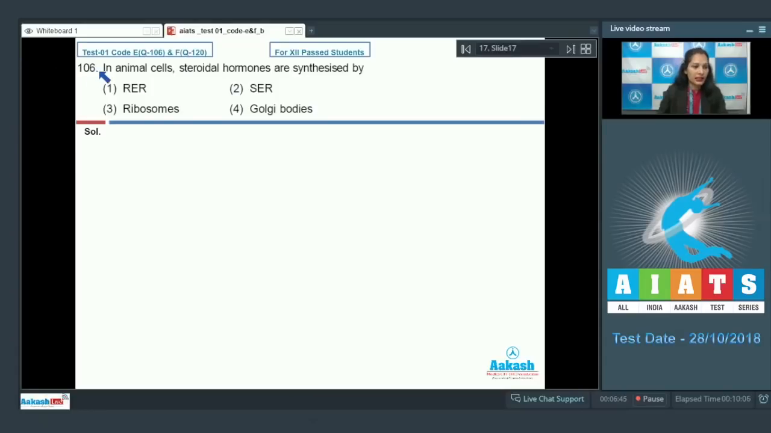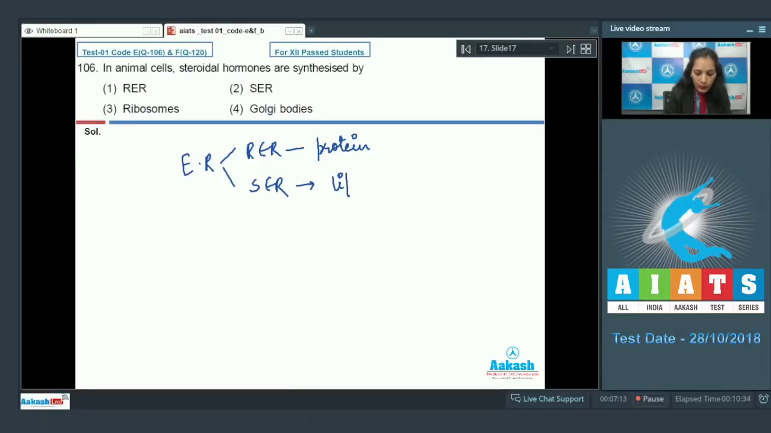Question number 106. In animal cells, steroidal hormones are synthesized by RER, SER, ribosomes or Golgi bodies. As you know, endoplasmic reticulum is of two types, RER and SER. RER is involved in protein synthesis, whereas SER is involved in lipid synthesis. Steroidal hormones are lipids in nature.